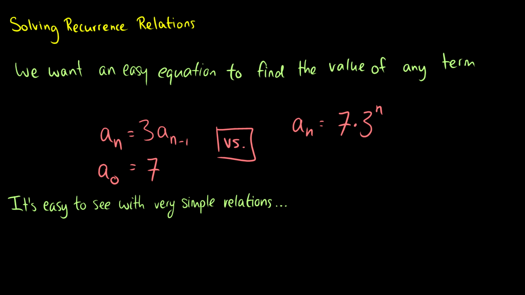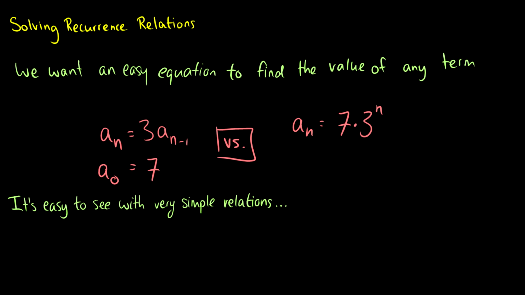Now, last video we saw that we could solve geometric progressions like a_n = 3a_{n-1}. We defined the first one to be just a formula, a_n = 7 times 3^n. And we want these equations to make computing specific numbers a lot easier. Now, with those simple relations, this is not a tough challenge.